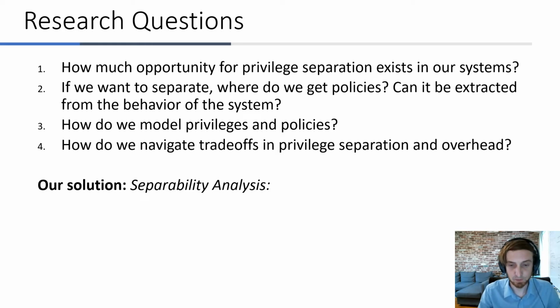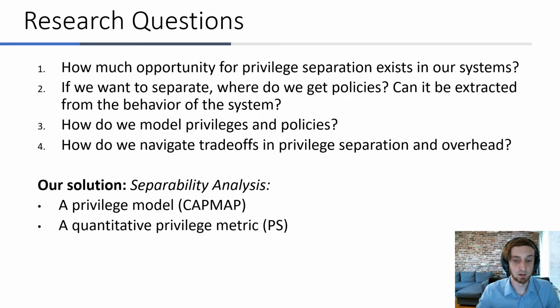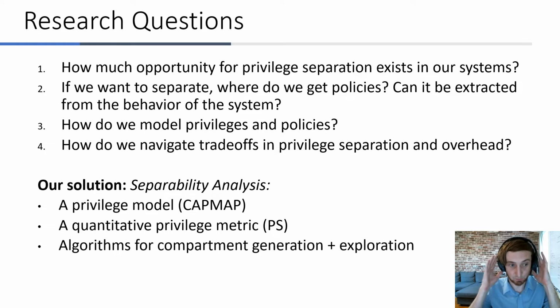So our solution is a framework and methodology that we call separability analysis. And it includes a couple of components. One of them is a privilege model, the cat map, and we'll take a look at that in a minute. We also introduce a quantitative privilege metric called the privilege set, and this allows us to quantitatively compare and think about different compartmentalization hypotheses. And then lastly, we will look at algorithms for compartment generation and exploration.